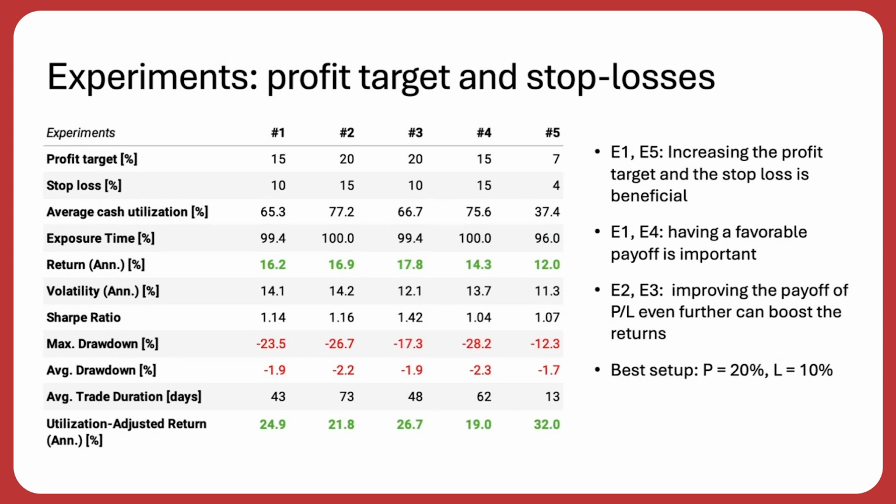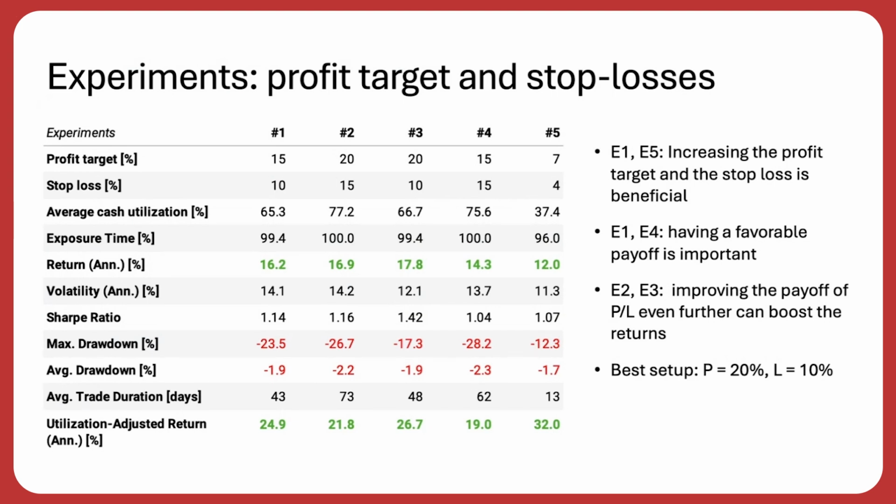Contrast experiment number 5, profit target 7%, stop loss 4%, with experiment number 1, profit target 15%, stop loss 10%. We jump from an annual return of 12% to 16%. So increasing profit target and stop loss, the way I see it, is like giving our strategy breathing room. So the strategy can breathe, so we can get more results. This is the first conclusion that we can draw from this set of experiments.